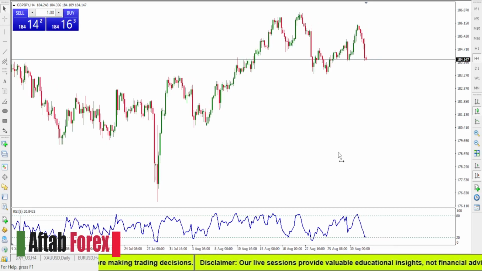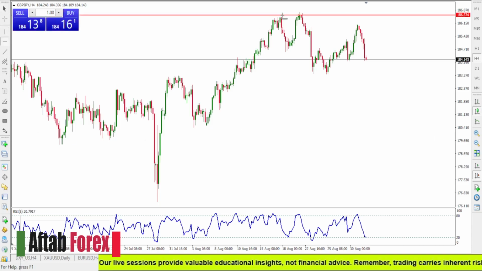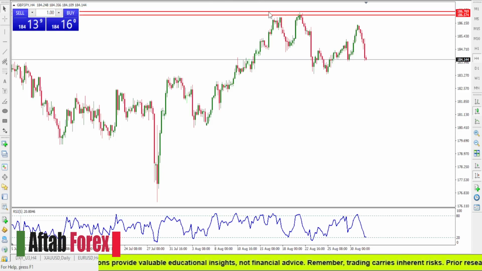I don't want to go into much detail of the daily time frame and then the weekly time frame because the analysis will be so lengthy. So first of all, let's have a look at the yen, and quickly I will be marking these areas of support and resistance right here. So this is going to be a resistance at the moment, 186.